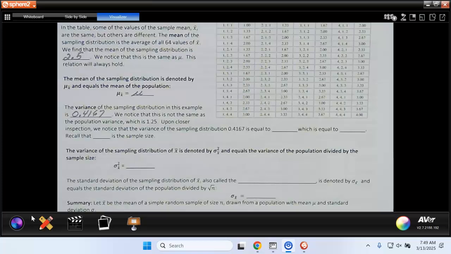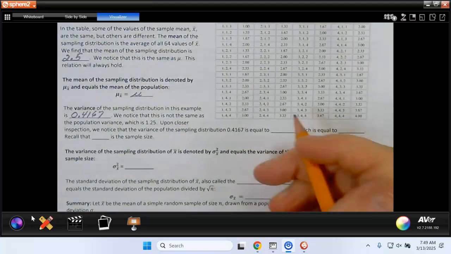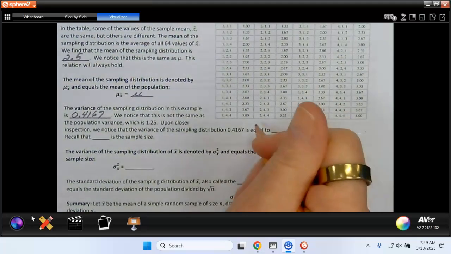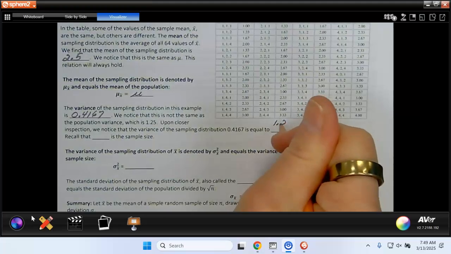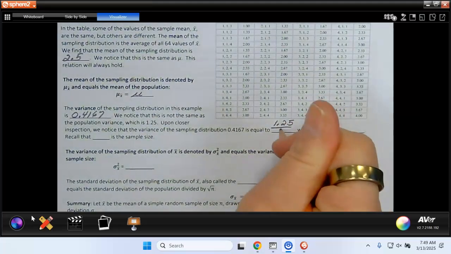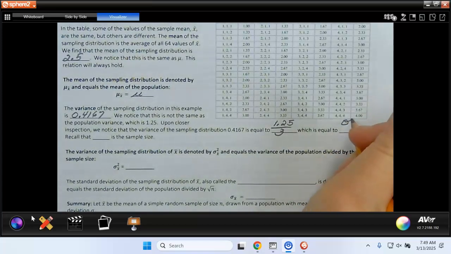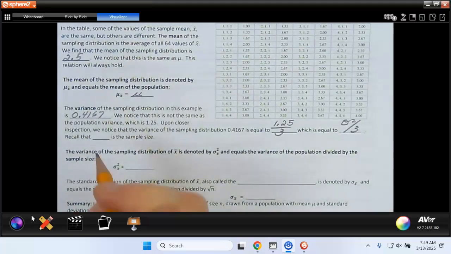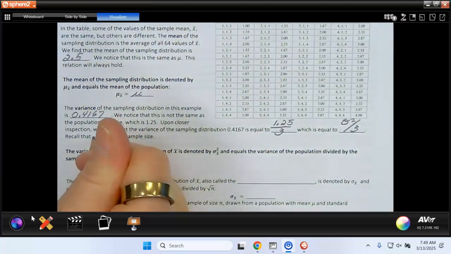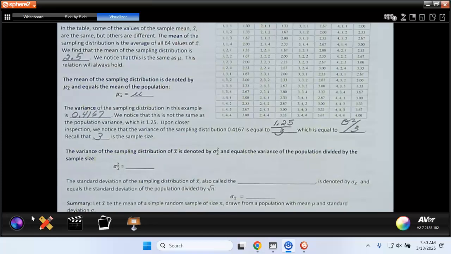Go the other direction, though. If you knew the... There it is. 1.25. 1.25 divided by 3, which is equal to your variance divided by 3, and 3 is what? The sample size.